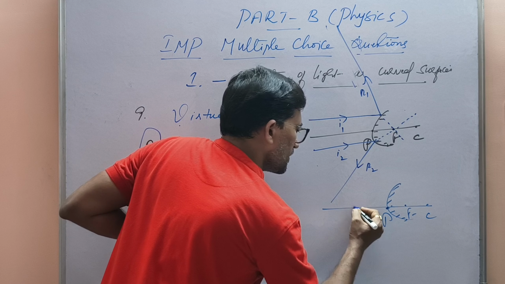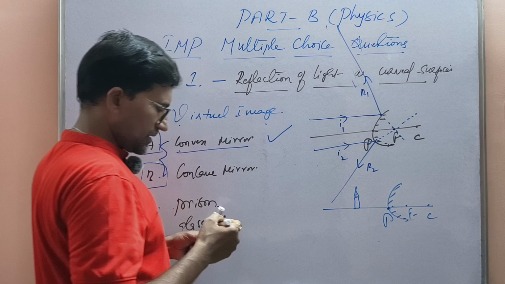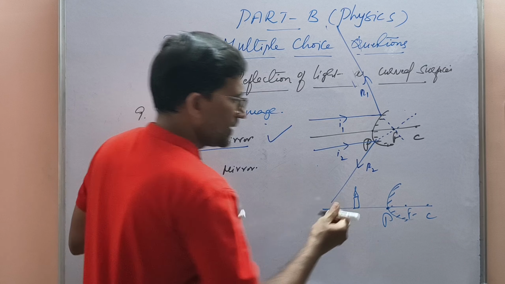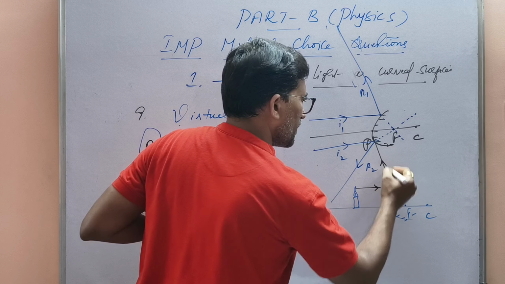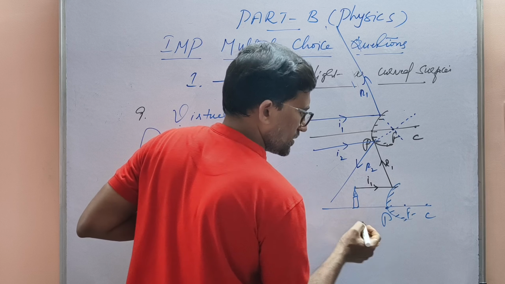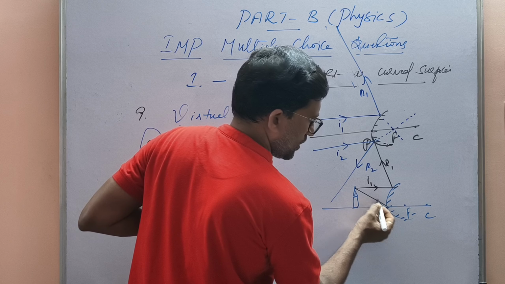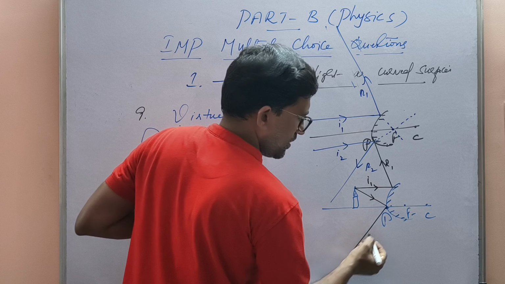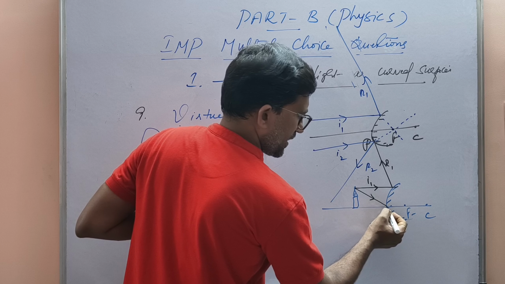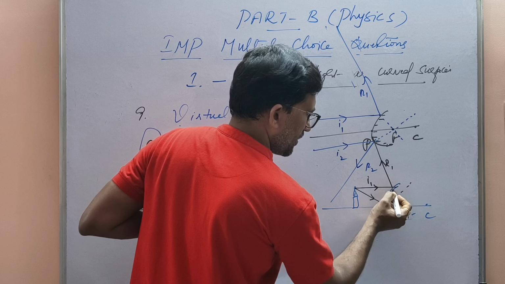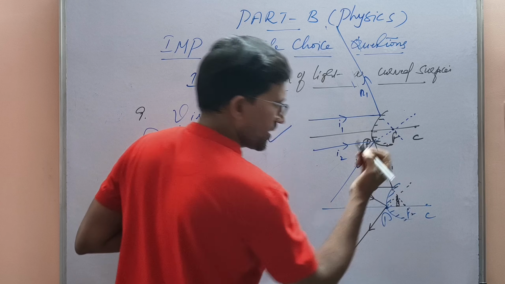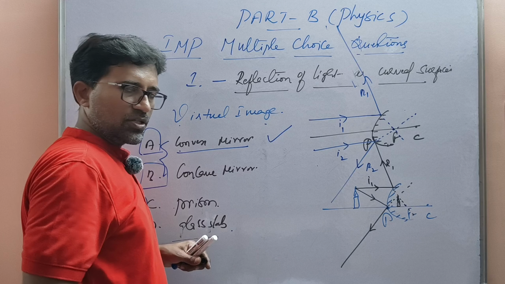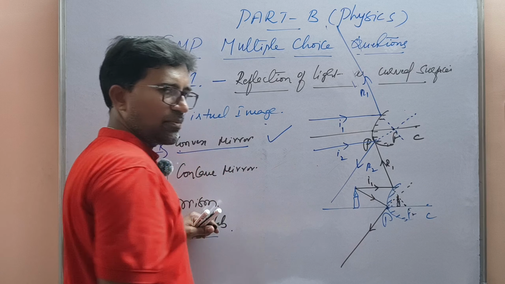Now the object is placed on the principal axis. Now the first incident ray is parallel, and its reflected ray is divergent. This is I1, this is R1, you consider. The second ray goes toward the pole and reflects back like this. If I extend this ray backward, and extend this one backward, here the image is formed inside the mirror. So this is a virtual image. Image in the mirror means virtual image.